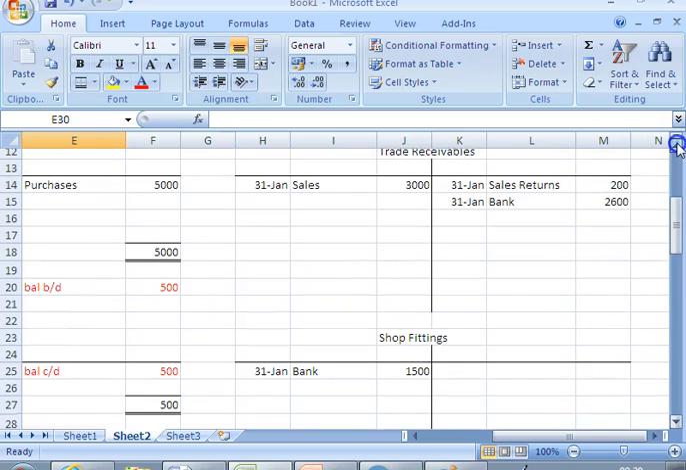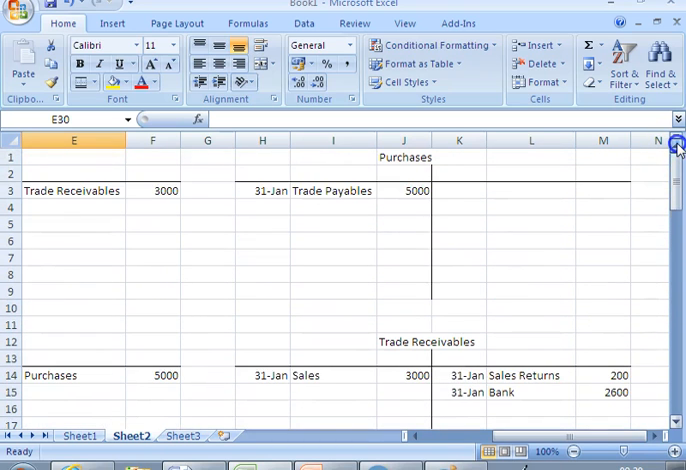What I want you to do is balance all of these and prepare your trial balance, but I'm more interested in you balancing these off. Let's just do one more. Let's do this trade receivable one. Compare both sides. What's the smaller side? This is the smaller side, 2,800. So find the difference and put the difference in here.